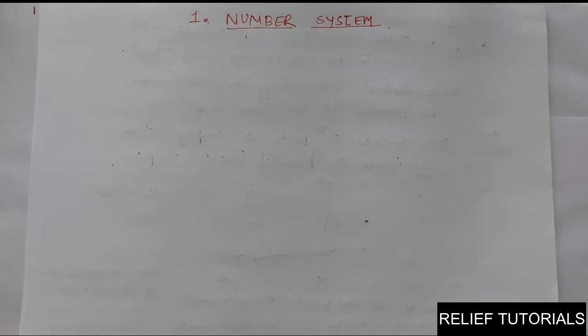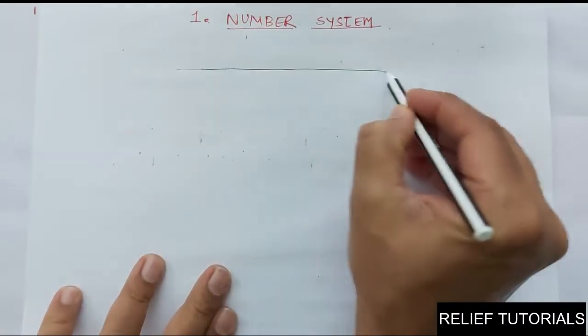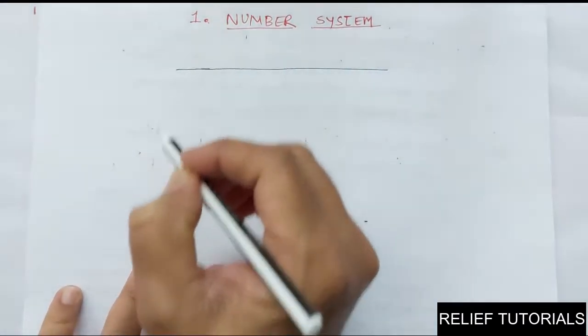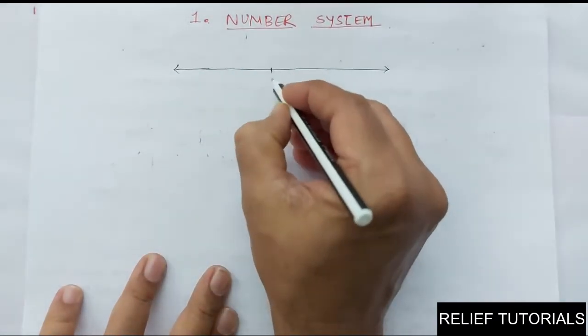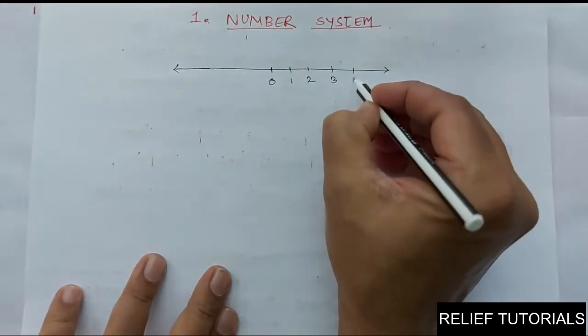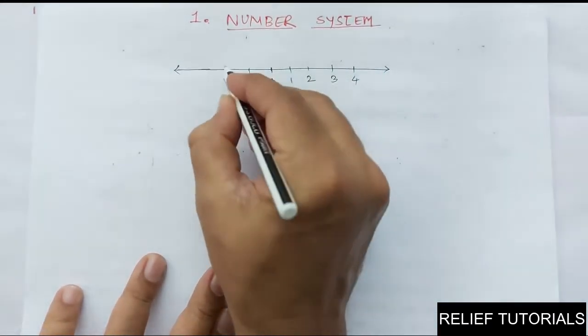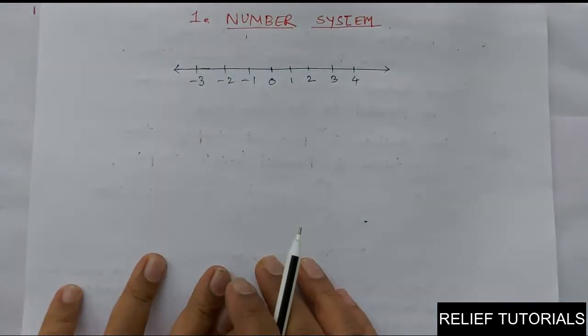Today we are going to discuss a new chapter, number system. So first of all, we will discuss numbers. In lower standard we have discussed the number line. You know this number line, clear or not? Number line, see here I will write 0, 1, 2, 3, dash, dash, dash, 4, minus 1, minus 2, minus 3, these are the number line.